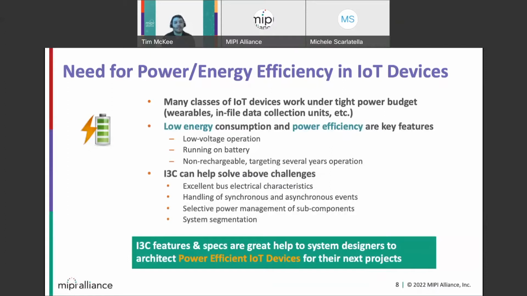Well, we know IoT devices are typically low voltage operation, many of them running on battery. Many are non-chargeable or non-rechargeable, and so low energy consumption and power efficiency are very, very important for the ability of these IoT devices to work for long periods of time.